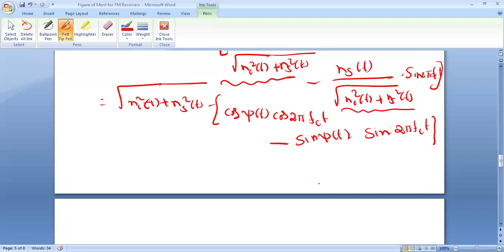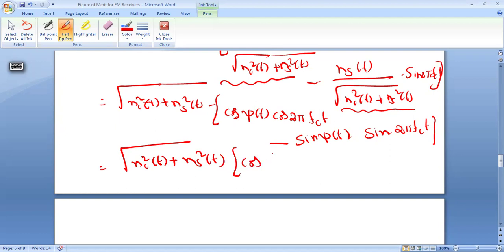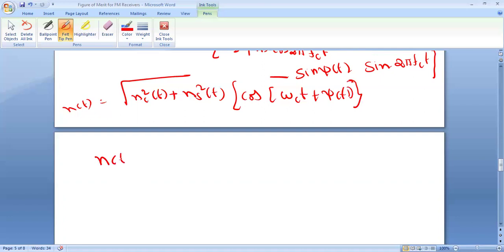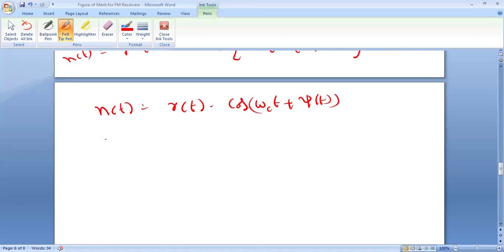So what it means? cos A cos B minus sin A sin B equals cos of A plus B. So root of nc squared(t) plus ns squared(t) into cos of omega ct plus psi(t). This is the phasor representation of the noise component n(t). Further, this can also be represented as n(t) equal to r(t) into cos of omega ct plus psi(t). This is the narrowband noise component.